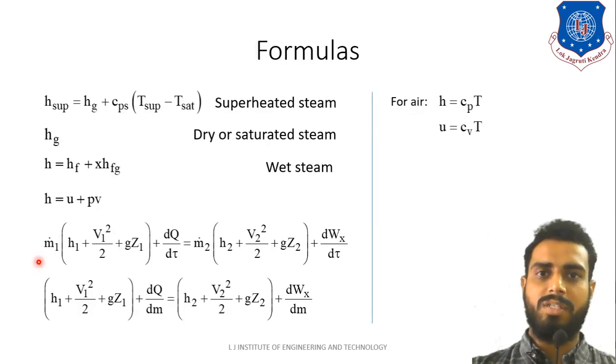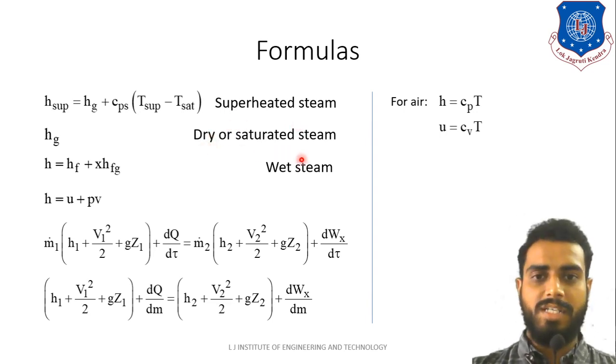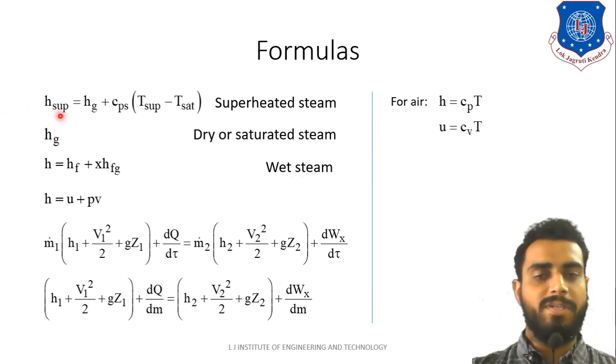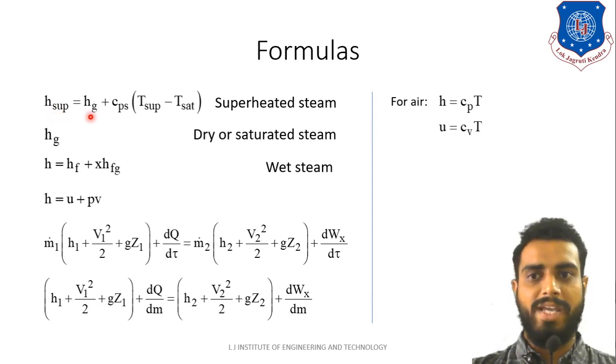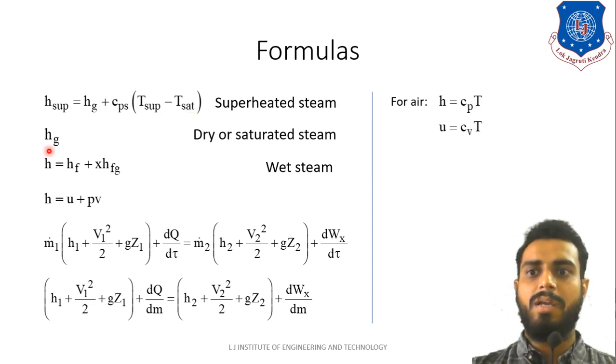As you can see on the screen, the very first is superheated steam, the second is dry or saturated steam, then the third is wet steam. Here, H superheated is equal to Hg plus Cps times (T sup minus T sat). Now T sup means the temperature of superheated steam, and T sat means the temperature of saturated steam. Hg is nothing but the enthalpy of dry steam.